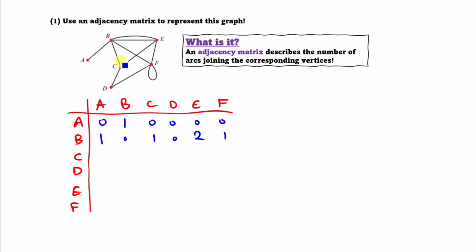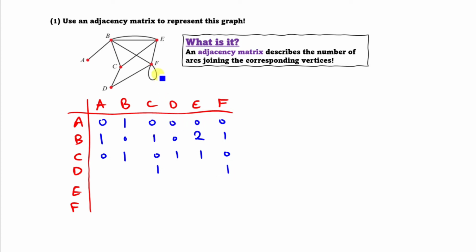Now, let's look at C as well. So C, it goes once to B. It also goes to E, and it also goes to D once. And that's it. So then you should put 0 for the rest. For D, it goes once to C and once to F. So once to C, once to F.